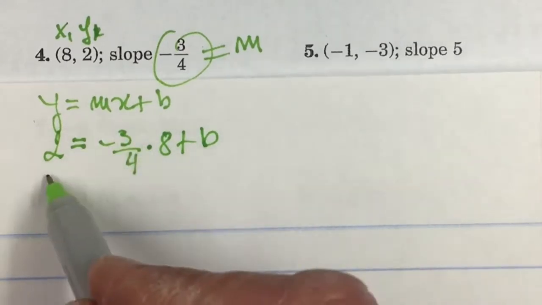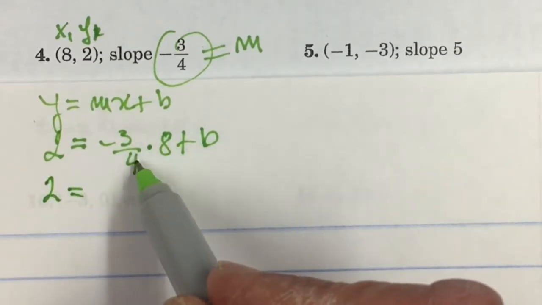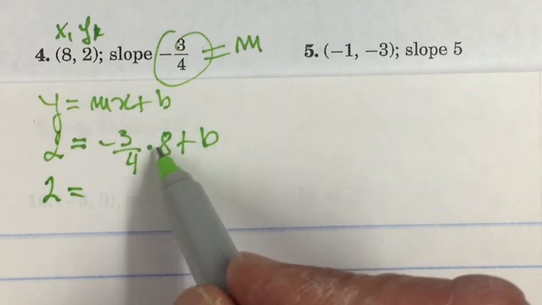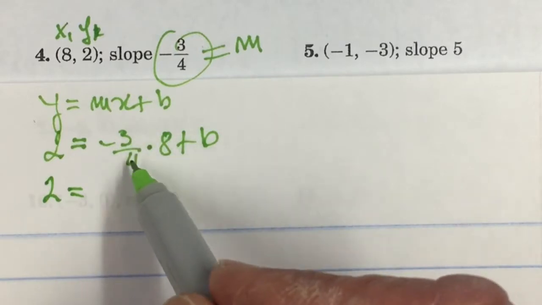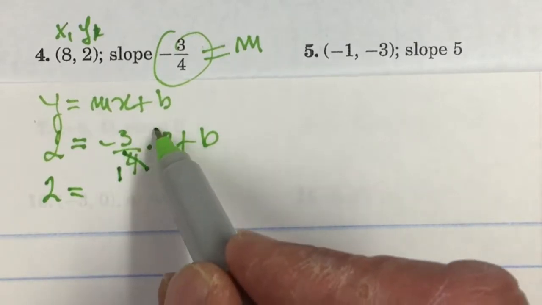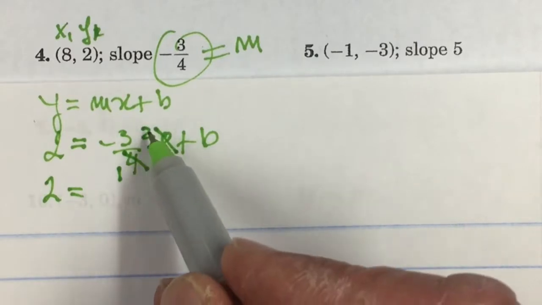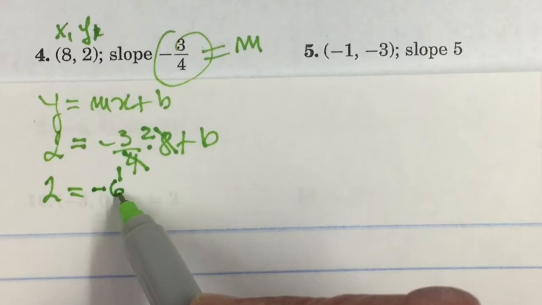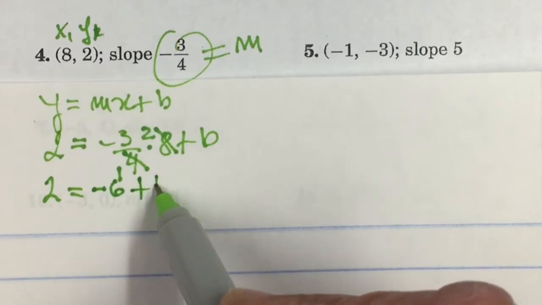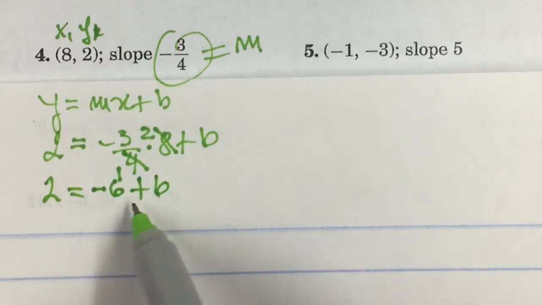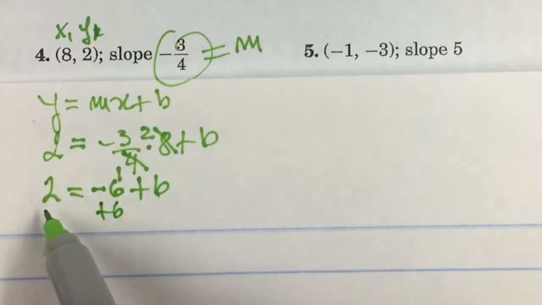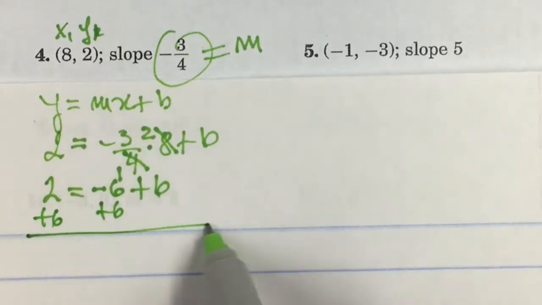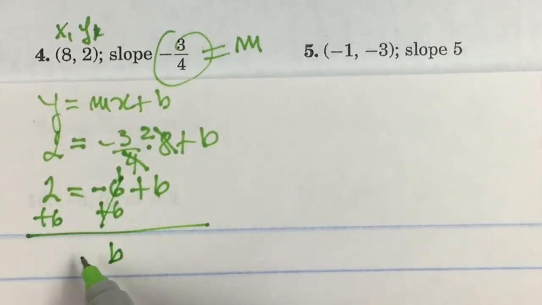Now I do the numbers here. 2 equals, I'm going to divide 8 by 4, or 4 divided by 4 is 1. 8 divided by 4 is 2. So I have 2 times negative 3. 2 times negative 3 is negative 6 plus b. Now, in order to find b, I'm going to add 6 both sides. And then b is going to be equal to 6 plus 2 is 8.